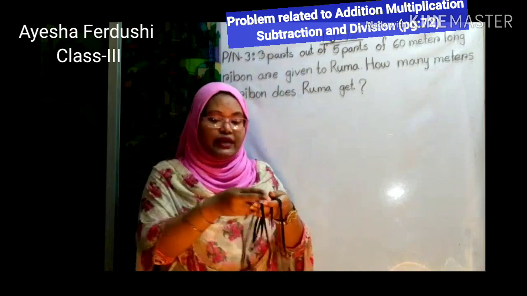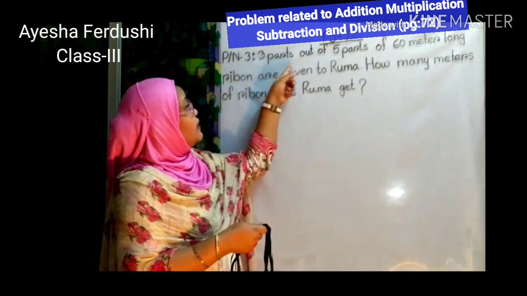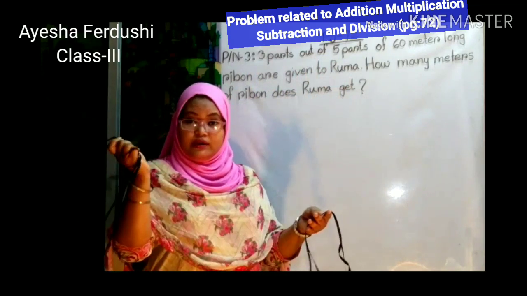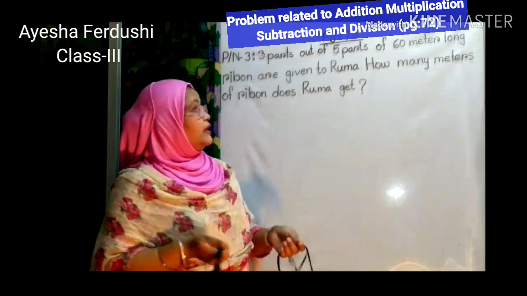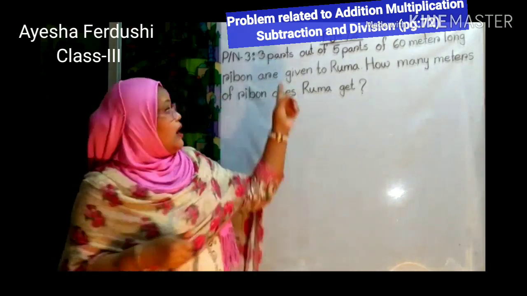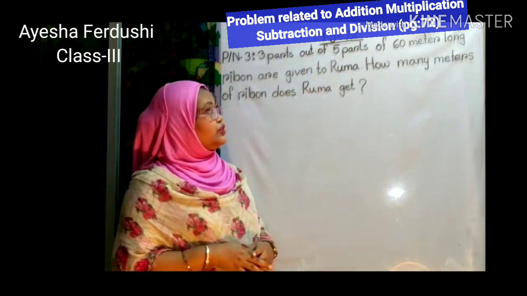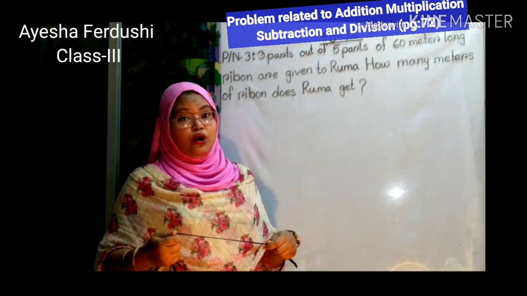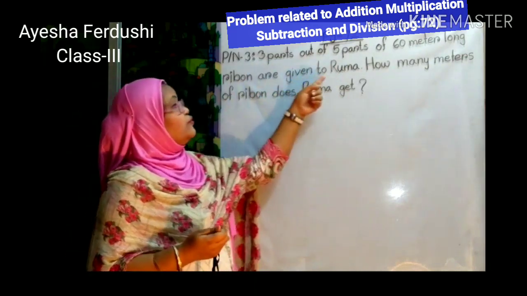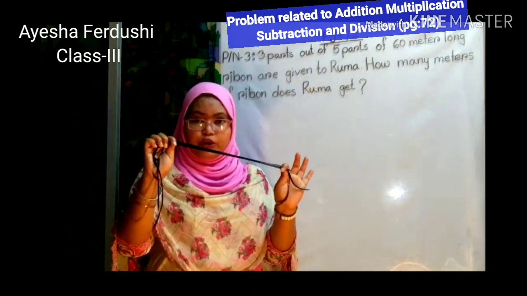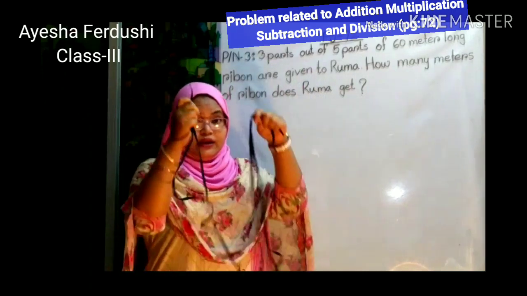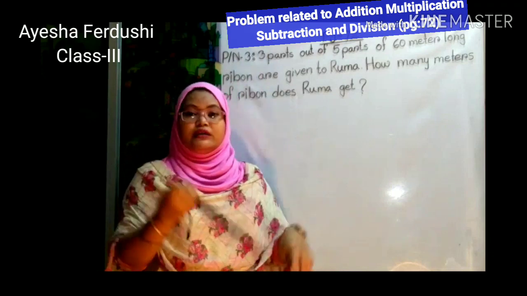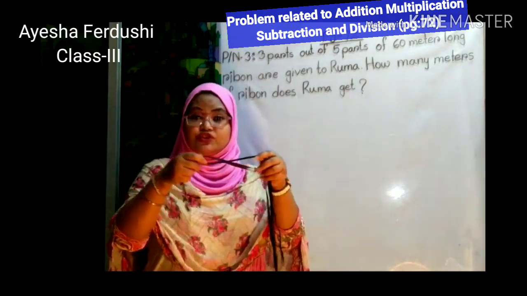So what does the question say? 3 parts out of 5 parts. If I take 3 parts from here, okay dear, out of 5 parts. Have you got it? The question said 3 parts out of 5 parts of the 60-meter long ribbon are given to Ruma. These 3 parts Ruma gets. From 5 parts, Ruma gets how many parts? 3 parts. Okay. How can we find out the length of these 3 parts?